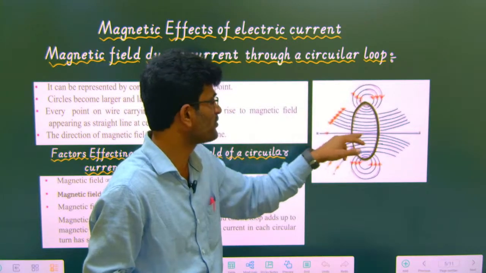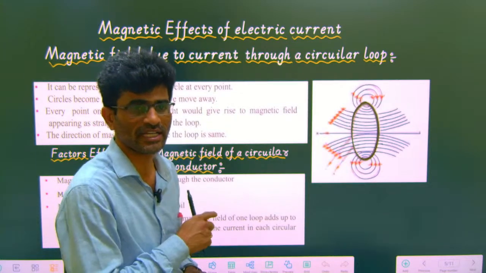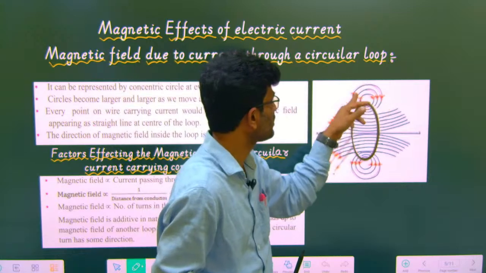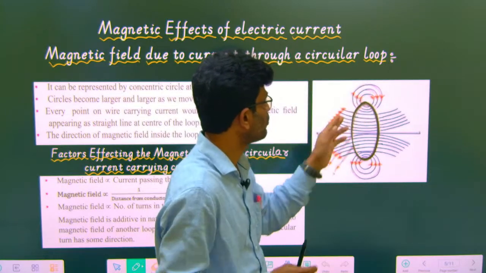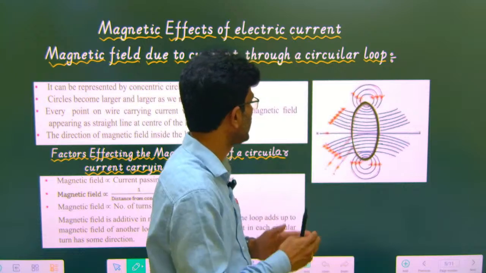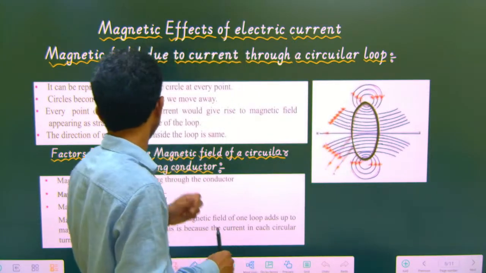At the center of the loop, the magnetic field line looks like a straight line. You can observe here, first they are like concentric circles, and slowly the size of the circle is increased, again increased, again increased. At last, at the center, it looks like a straight line.